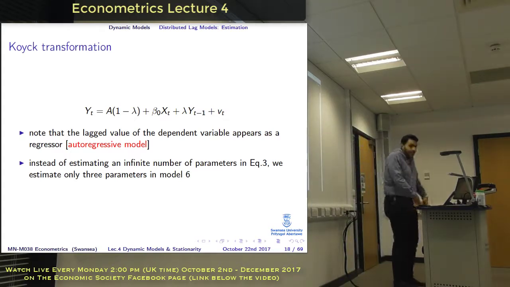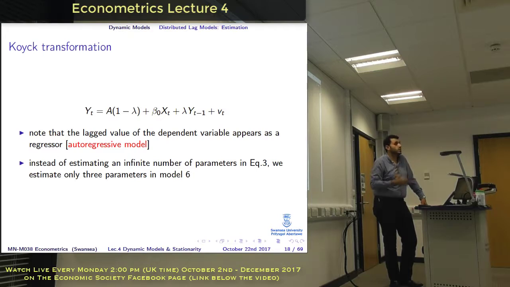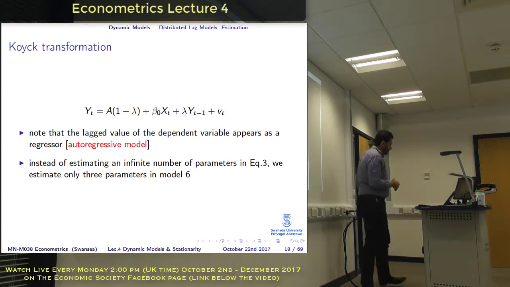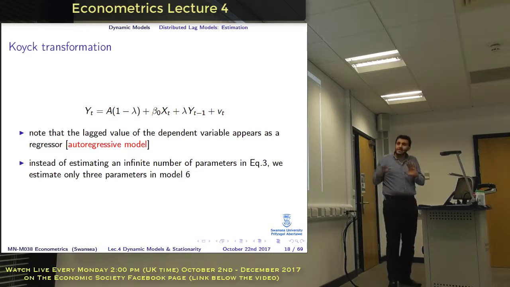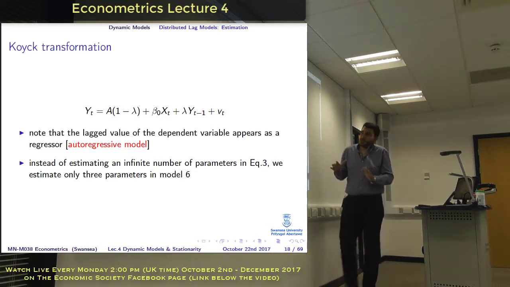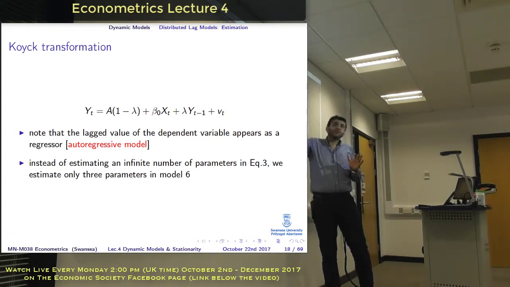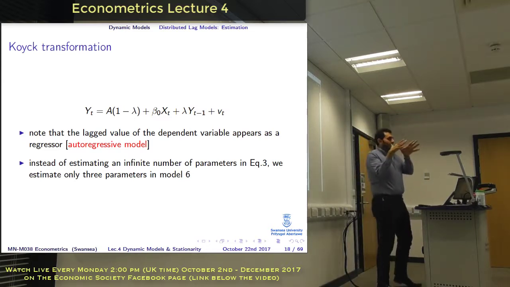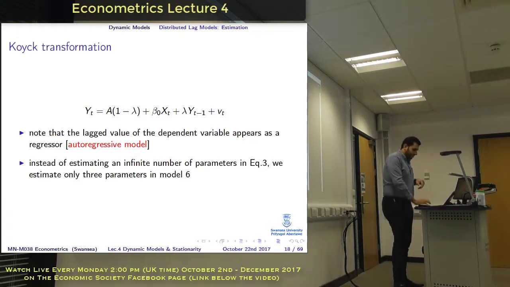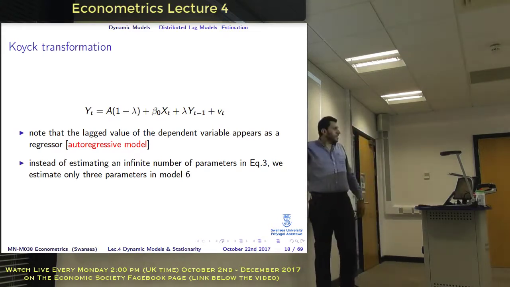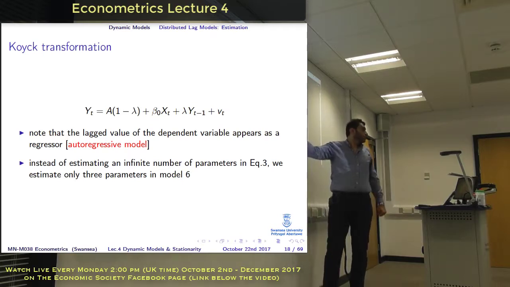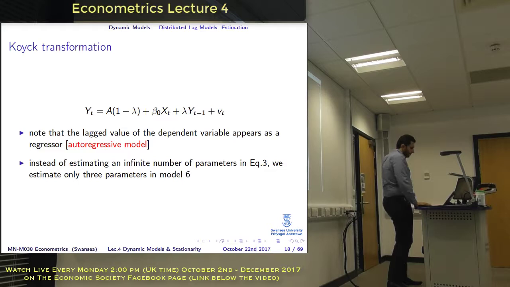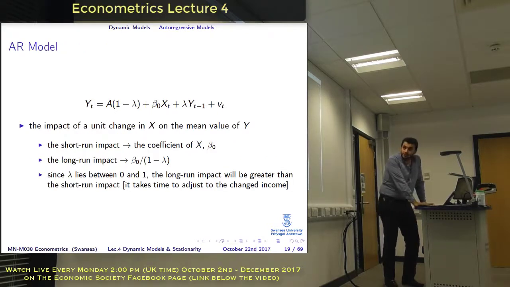An autoregressive model means that yt, the consumption expenditure, depends on its own lagged values in the past. Again, that's why I said that instead of estimating an infinite number of parameters, all we need to estimate here is only 3 parameters. Okay? So now we move from having a distributed lag model to an autoregressive model where yt depends on xt, which is income in time t, and on consumption expenditure in time t minus 1. So this is an autoregressive model, as we say.